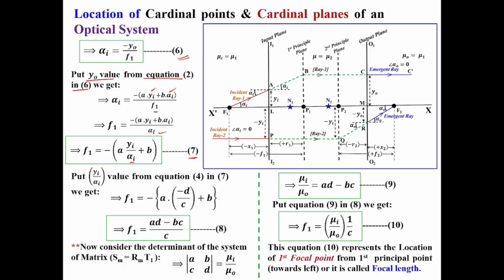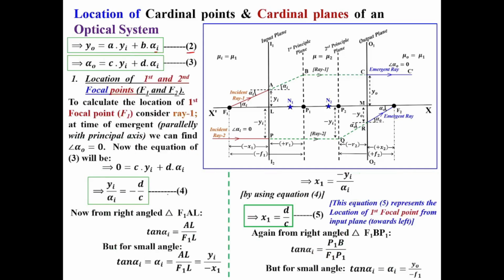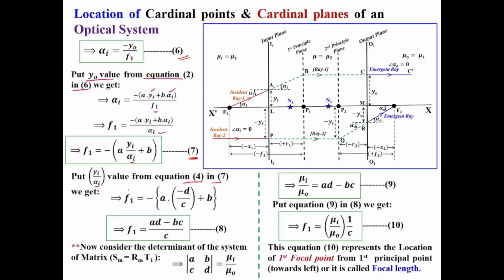Now put the yi by alpha I value from equation number 4 in equation number 7. Here you can see this is equation number 4, in which yi by alpha I is equal to minus d by c. Now we substitute this value here, instead of yi by alpha I, it is substituted by minus d by c plus b. So that implies f1 we found is ad minus bc by c. Let this be equation number 8.